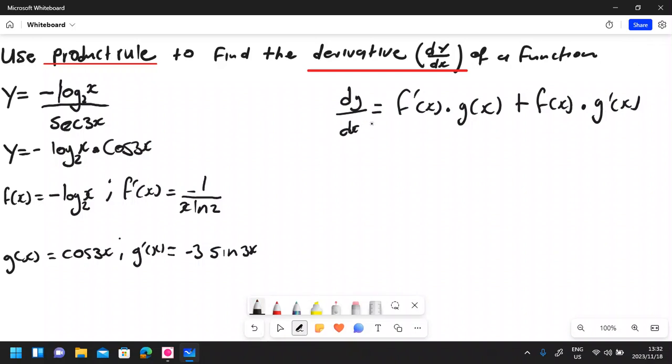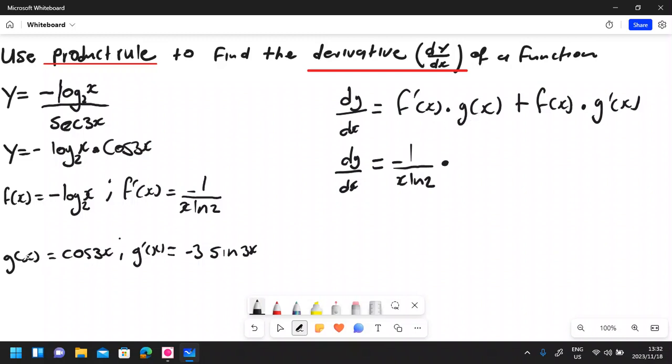Okay, guys, let's continue. Now all you have to do is just substitute these functions here. Now we have f of x prime, meaning it's the derivative of f of x. So f of x is this one, meaning the derivative of f of x is going to be negative 1 over x natural log 2. So we're going to write it as negative 1 over x natural log 2 multiplied by g of x. Remember, this g of x doesn't have a prime, it means it's not differentiated.